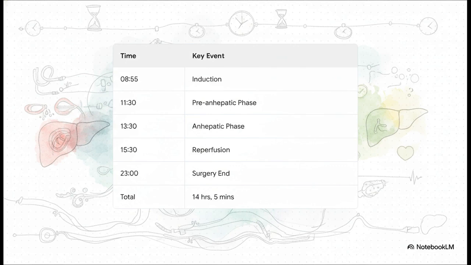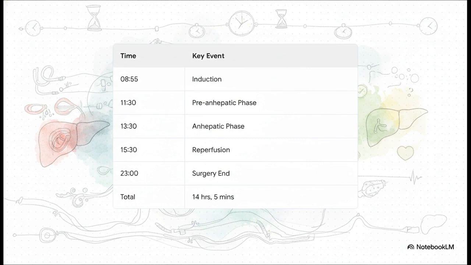This timeline here breaks down that journey. After induction and securing extensive monitoring, we're talking 2 arterial lines and a Swan-Ganz catheter, the pre and hepatic phase began. This is where the battle against bleeding really starts. It's characterized by major blood loss from dissecting all these dense adhesions and engorged collateral vessels. At 1:30 in the afternoon, the diseased liver was finally removed, and the anhepatic phase began.